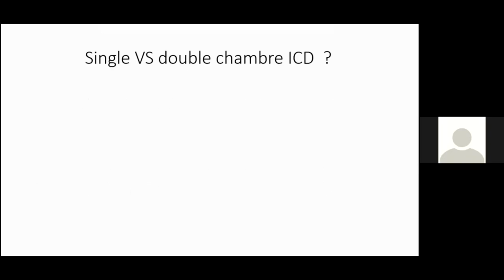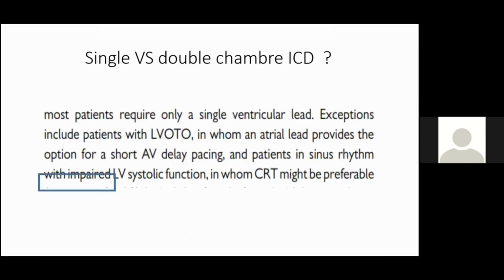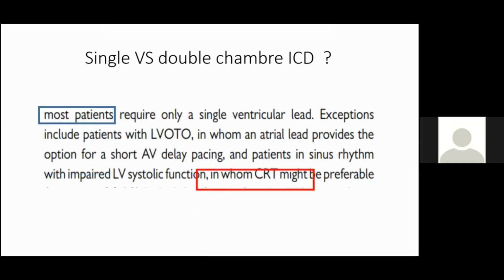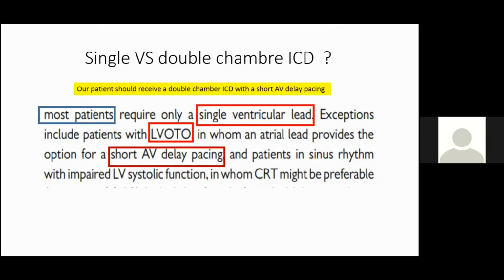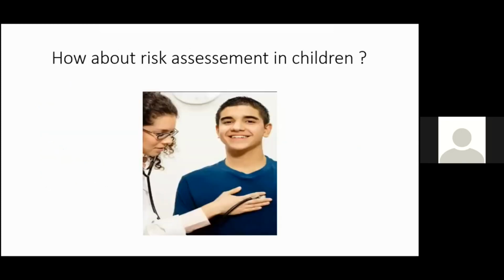Now, what should we propose for our patient? A single versus a double chamber ICD. Most patients require only a single ventricular lead. Exceptions are made for patients who have an LVOT obstruction, who will need an atrial lead in order to be able to provide the option for a short auriculoventricular delay pacing. So our patient should receive a double chamber ICD with a short auriculoventricular delay pacing.